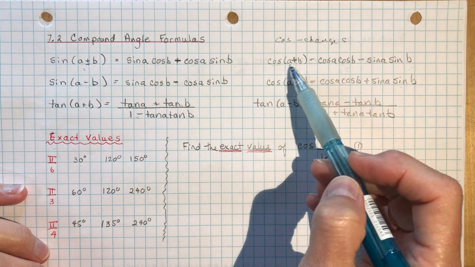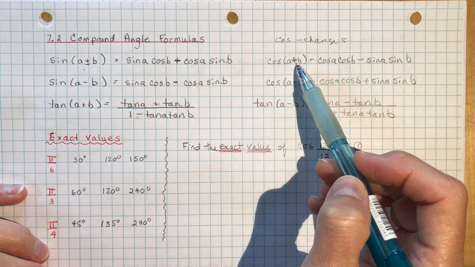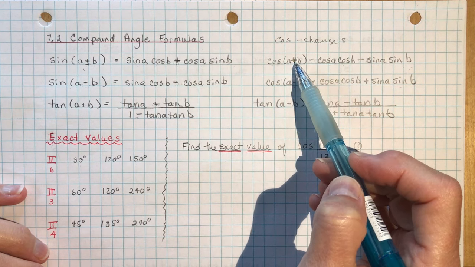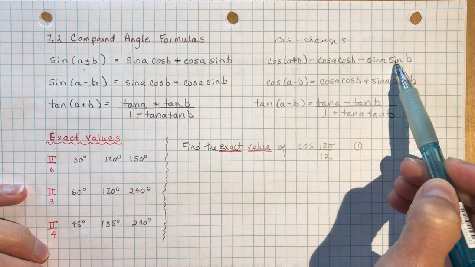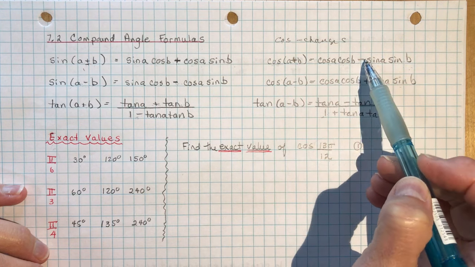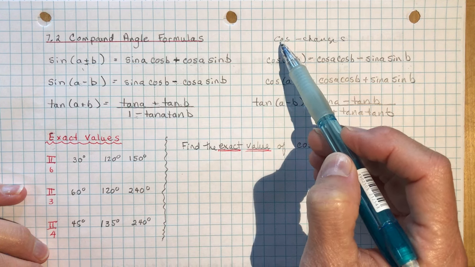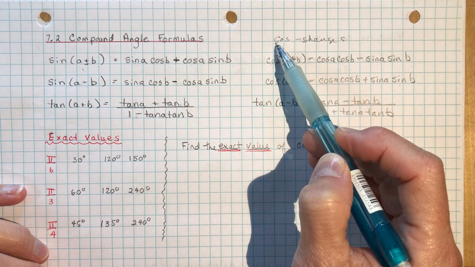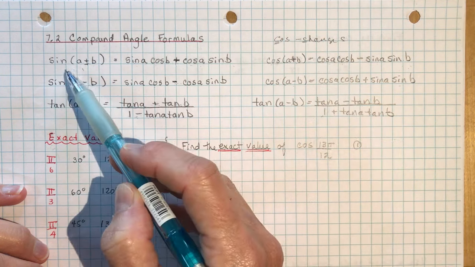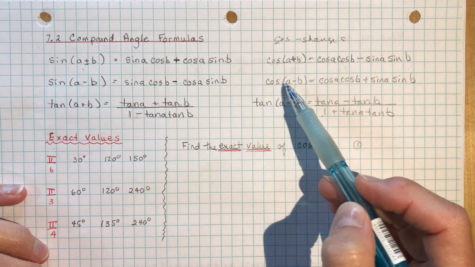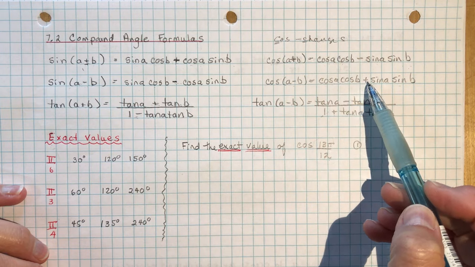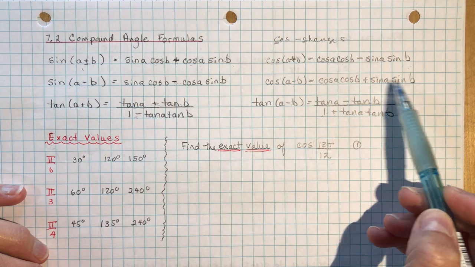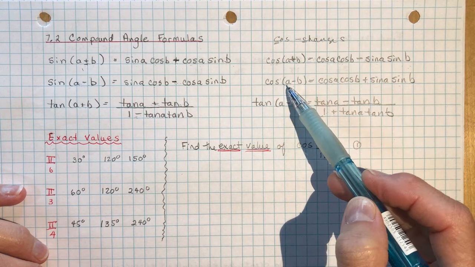And when you have the cosine, cosine is the interesting one because it changes the sign. So the cos of A plus B goes cos, cos, sine, sine. So cos, sine, sine, change the sign. So cos changes, maybe that'll help you remember, and sine keeps the sign. And cos of A minus B is cos A, cos B, so cos, cos, plus sine, sine. And of course, you're just adding the different angles.